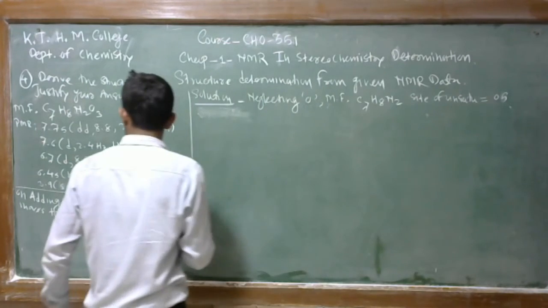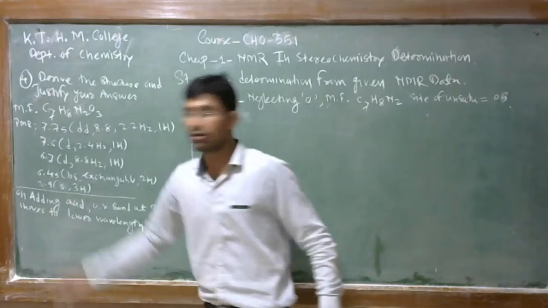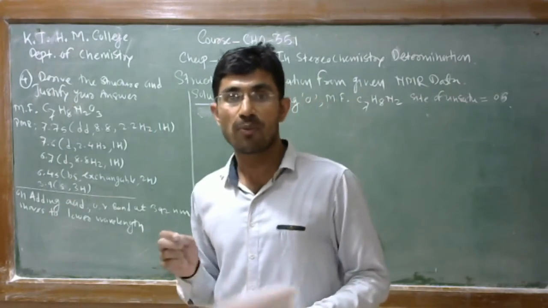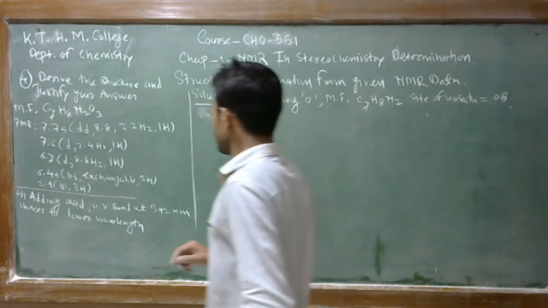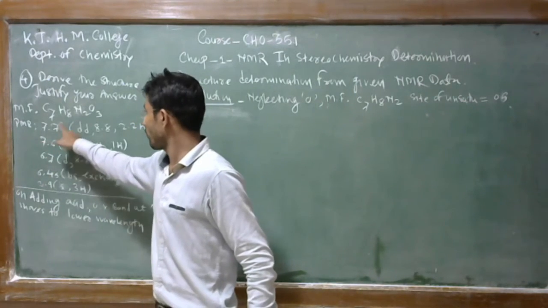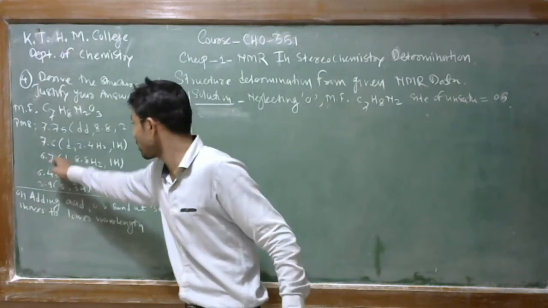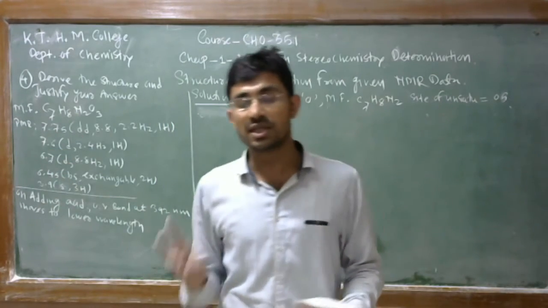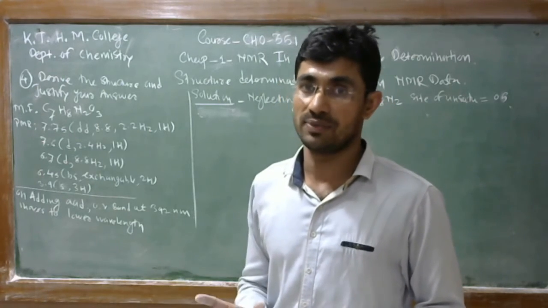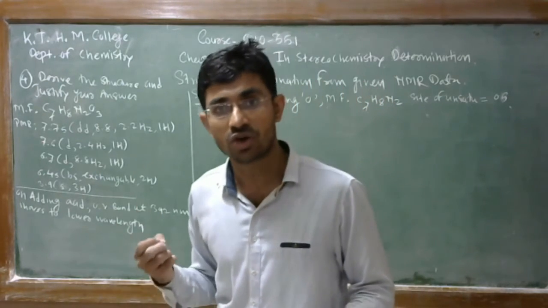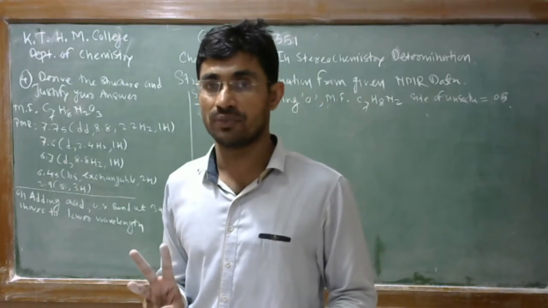So next is the PMR data. In PMR data, number of signals is 1, 2, 3, 4, 5. So types of protons in possible structure is also 5. So the first 3 signals 7.75, 7.6 and 6.7 indicate that an aromatic ring is present. So these signals are because of aromatic protons. So in our possible structure, 3 aromatic protons are given.